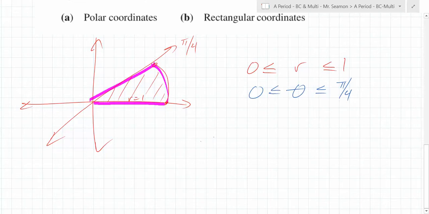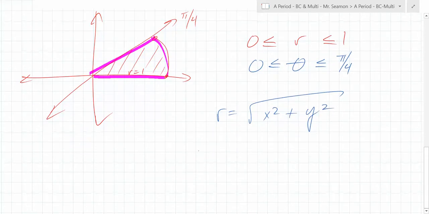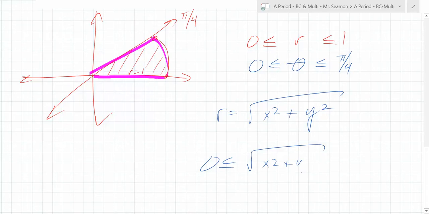Okay, well hold on a sec. You know that r equals the square root of what? x squared plus y squared. So what do you now know? You know that 0 is less than or equal to the square root of x squared plus y squared, which is less than or equal to 1. You know that has to be true, right? Yeah.